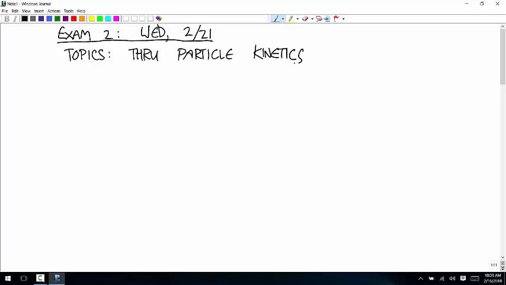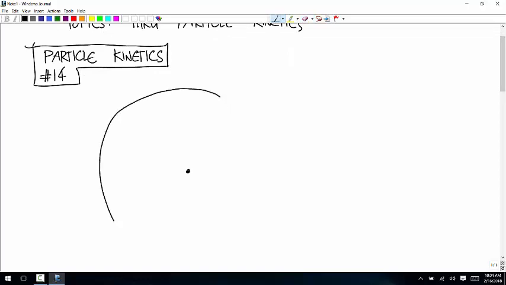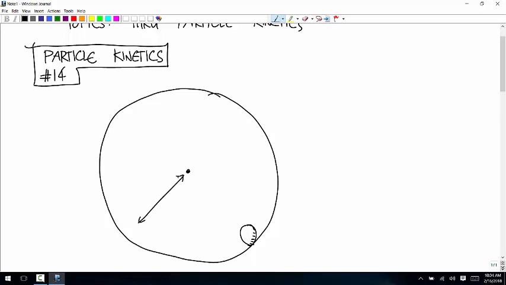And I was asked about number 14 on particle kinetics. I got it right here, thanks. Okay, so it says a 5 kilogram object moves in spherical motion with a radius of 2 meters. So here's the object. Okay, so here's the center of the sphere. Here's the sphere. The object is moving around on the surface of this sphere. The radius of the sphere is 2 meters.